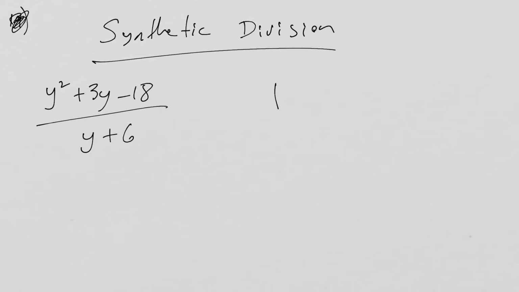Now, I'm going to make a little box like this, and I'm going to put the opposite of this number divided by the coefficient here. So in other words, I'll put a -6 in. And then I'm going to list out my coefficients here. So in other words, I'll put a 1, a positive 3, and a negative 18.